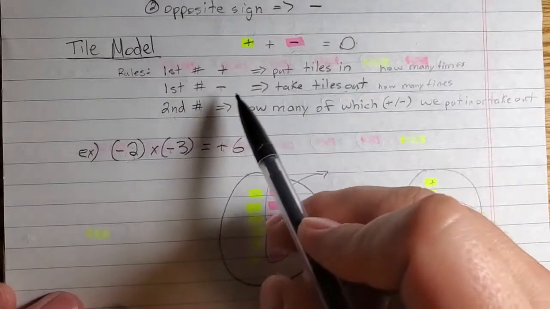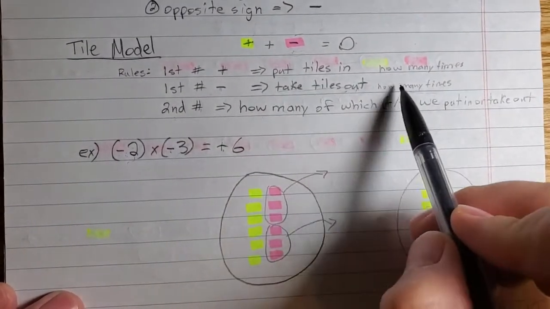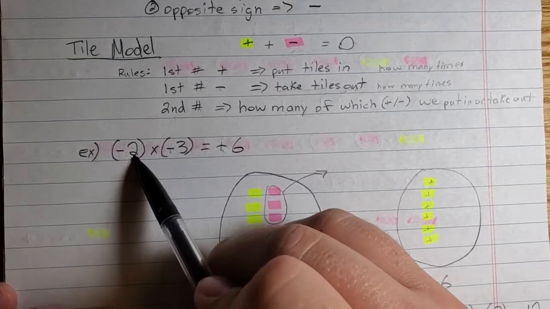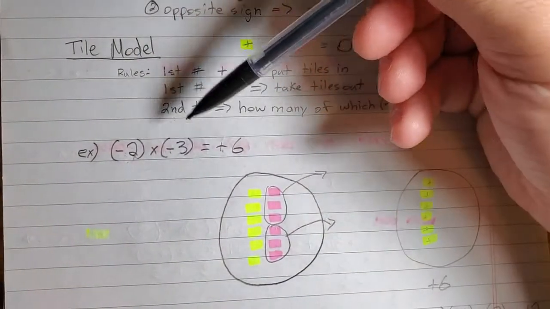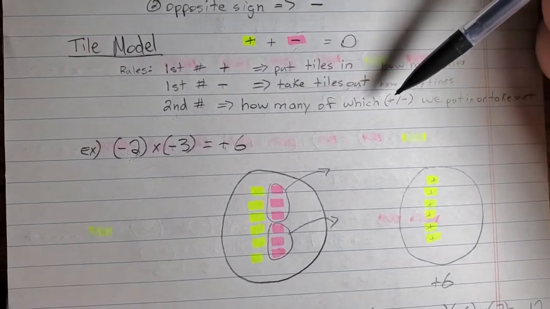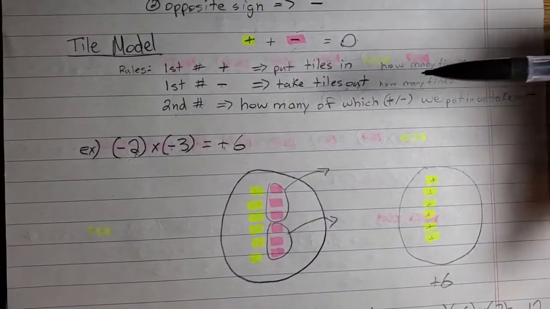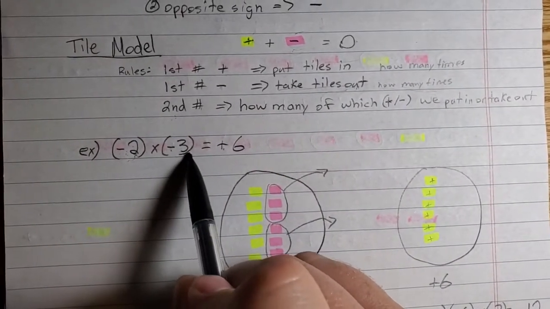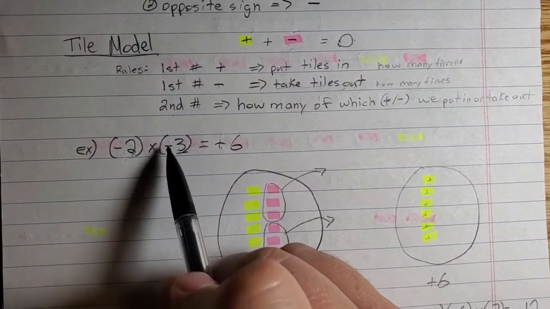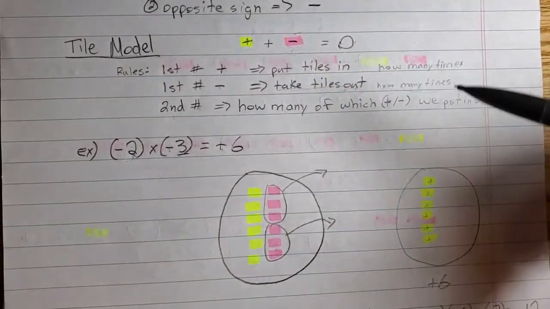Got that so far? Because this was negative, we're going to take tiles out. We're not putting them in, we're taking them out, and it's going to take out 2 times. The second number, so this -3, tells us how many of which, either positive or negative tiles, we are going to take out. So this is how many we're going to take out, and it's going to be negative tiles.